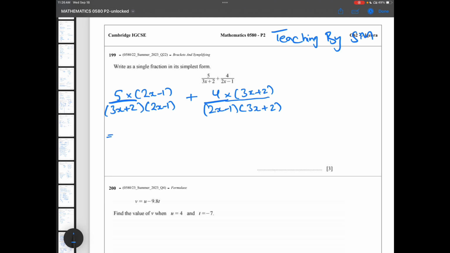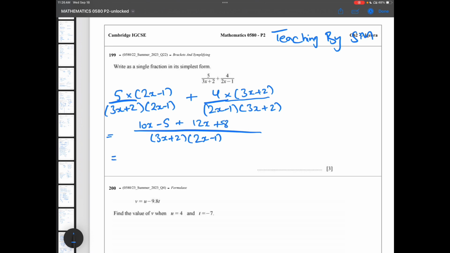Now the denominators have become common. I'm going to write it only once now. 3x plus 2, 2x minus 1. Now when 5 is multiplied with 2x minus 1, I will get 10x minus 5, plus 4 into 3x is 12x and 4 into 2 is 8.